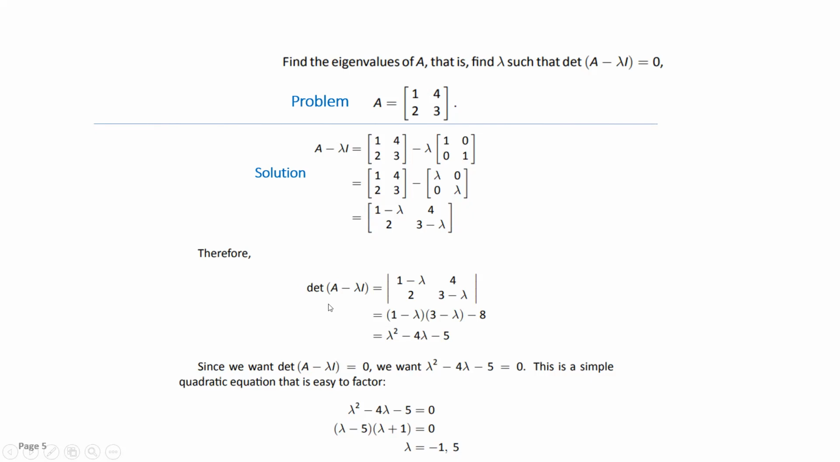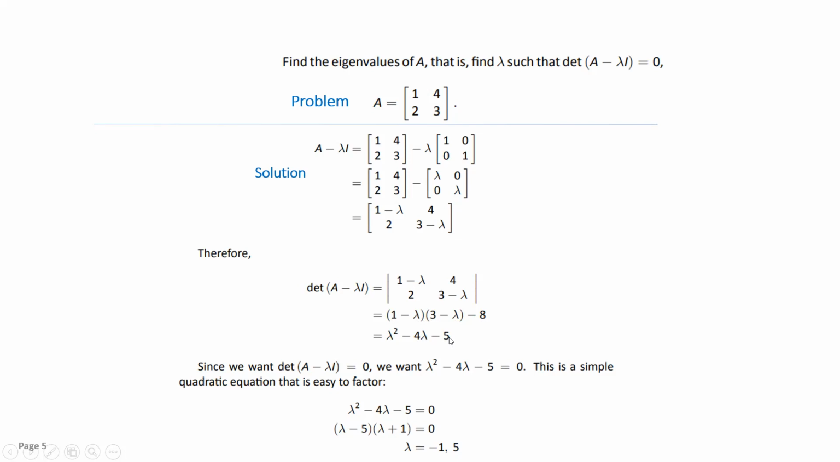We have seen the determinant of a 3 by 3 matrix. Now we can see the determinant of a second order matrix. We multiply the diagonal elements first, that is, 1 minus lambda into 3 minus lambda, and minus 4 into 2. That represents the determinant of this matrix. So (1 minus lambda)(3 minus lambda) minus 8 gives lambda square minus 4 lambda minus 5.